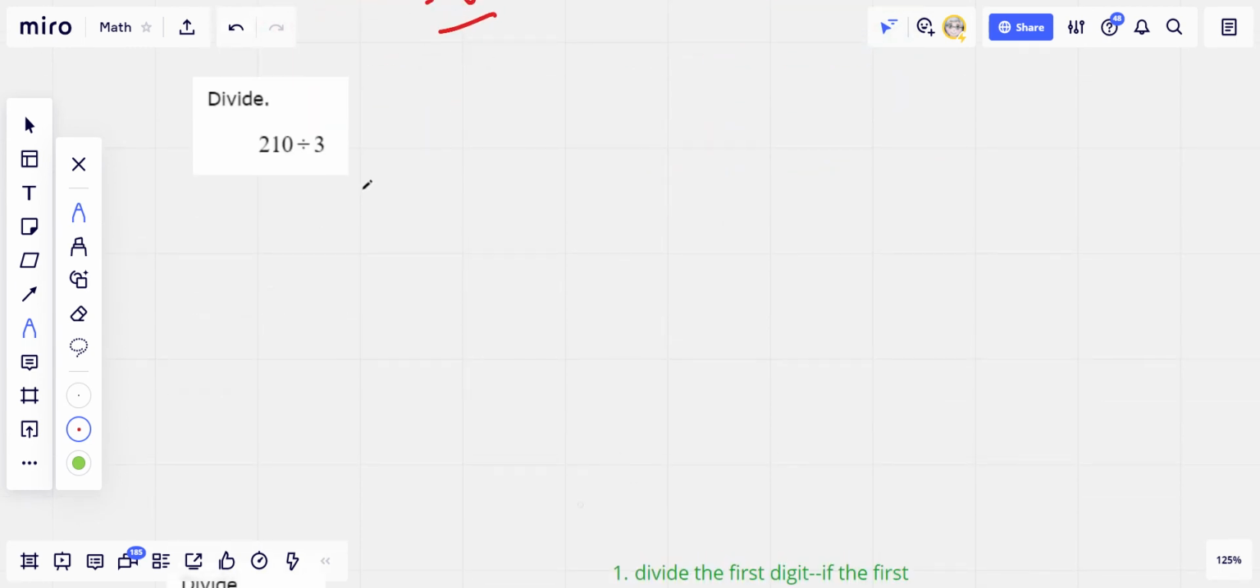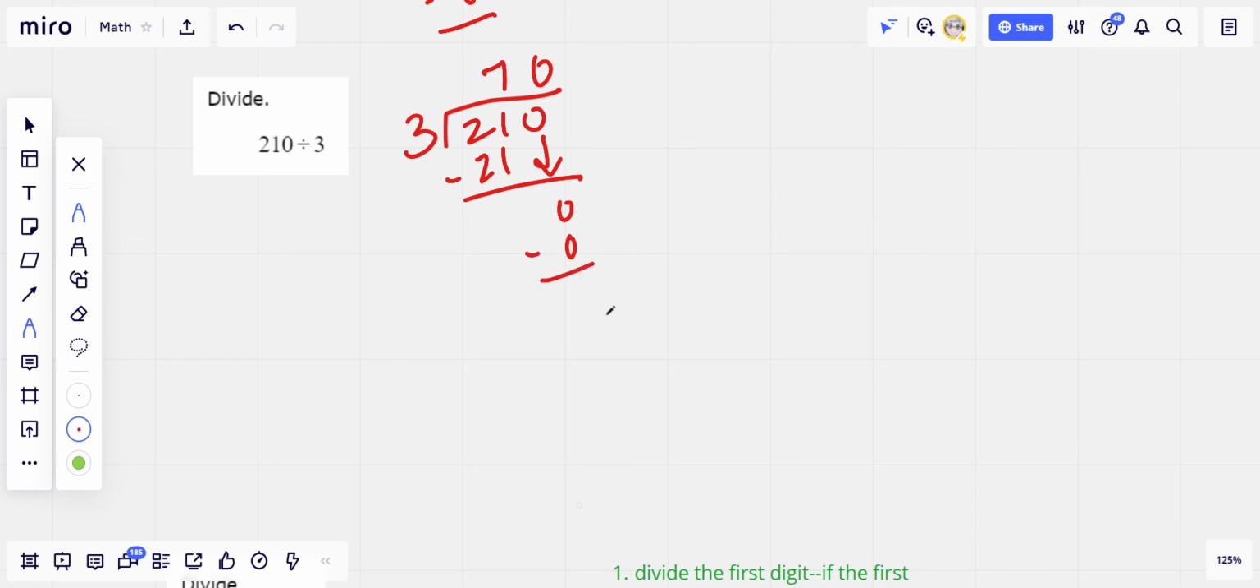So this is 210 divided by 3. And if you're going to do this in the traditional way, 3, 210, how many 3's go into 2? Well, that doesn't work. How about how many 3's go into 21? Yeah, 21 divided by 3 is 7. And then we multiply. 7 times 3 is 21. Subtract. You get nothing. Bring down the 0. How many 3's go into 0? 0. 0 times 3 is 0. Subtract. You're done. So that's 70.